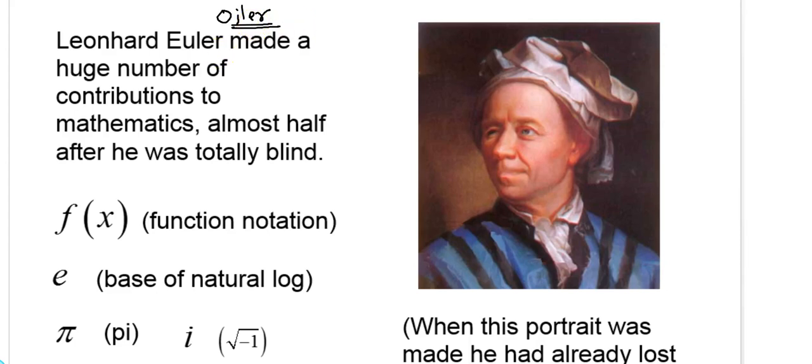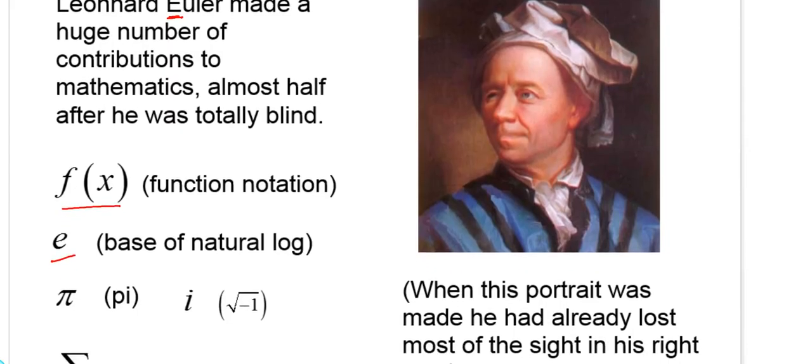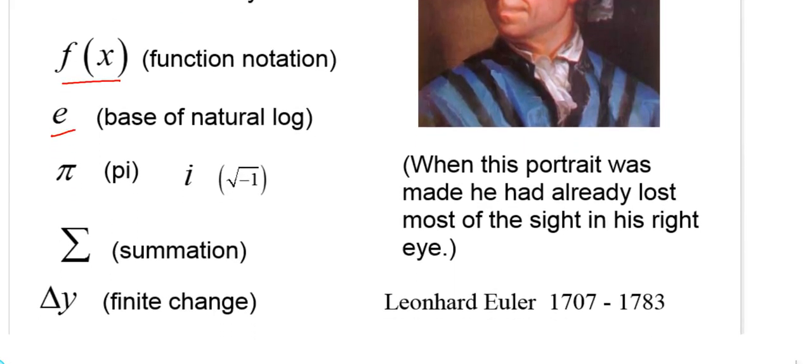It's so interesting that function notation was his contribution, and e was his contribution; you might see the connection with the first letter of his name. Interestingly, he was totally blind when he came up with all this. He also contributed pi, i, and summation notation, in the time frame 1707 to 1783. His biggest contribution is the most beautiful equation.